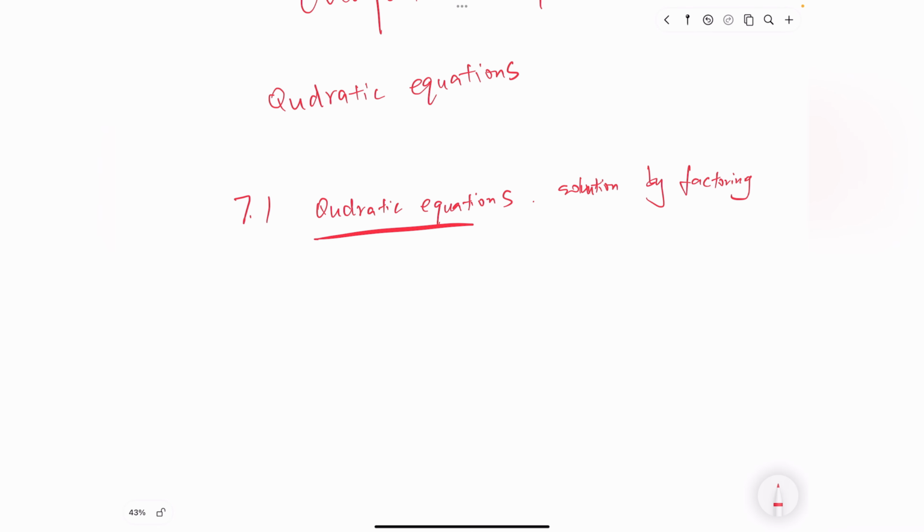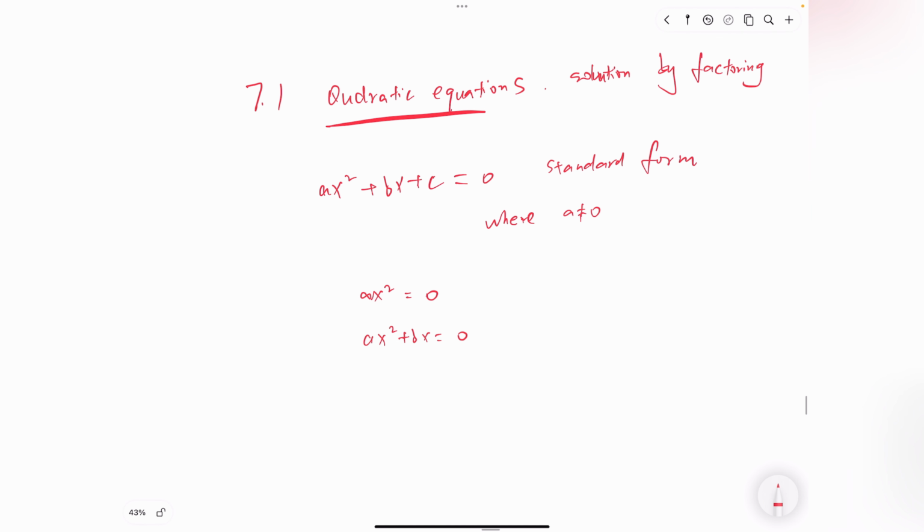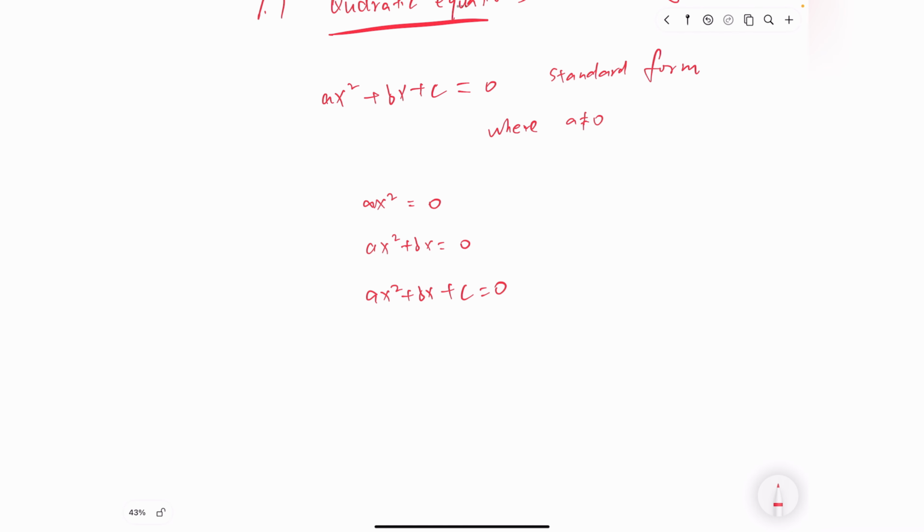So what is a quadratic equation? That means we have ax squared plus bx plus c equals 0. That's standard form, where a cannot be 0. The rest could be 0, because we could have x squared equals 0. We could also have x squared plus bx equals 0. And the last one is x squared plus bx plus c equals 0. But we cannot have a equals 0.